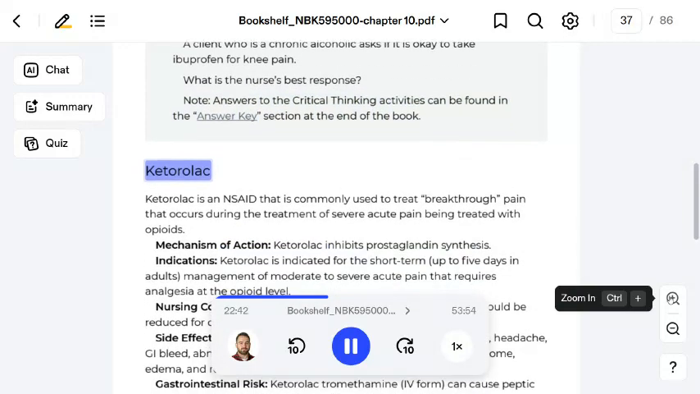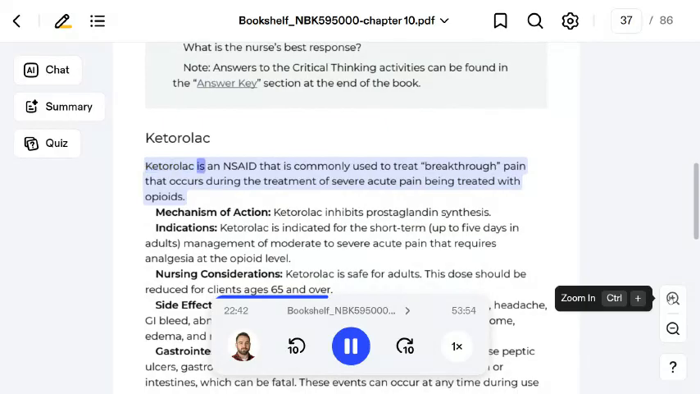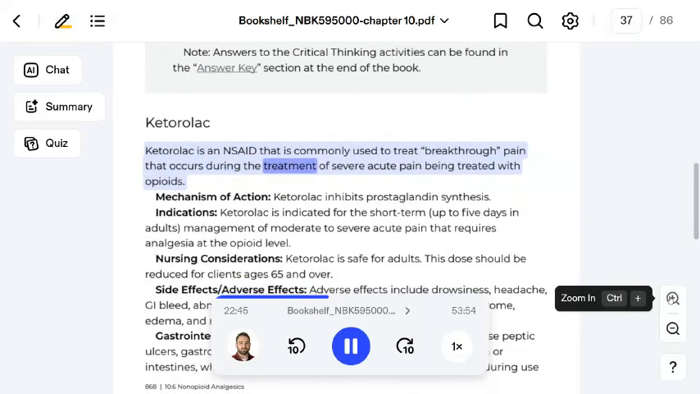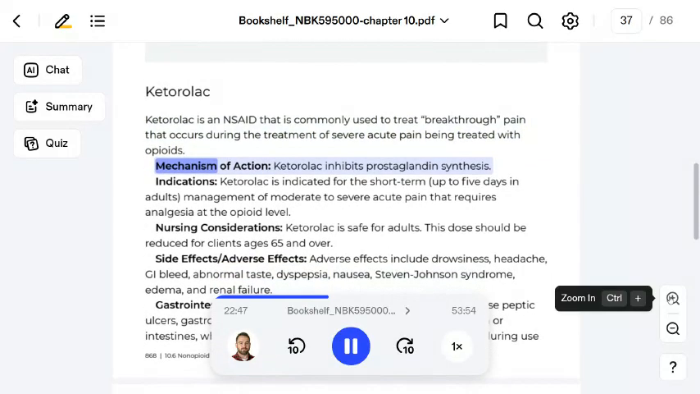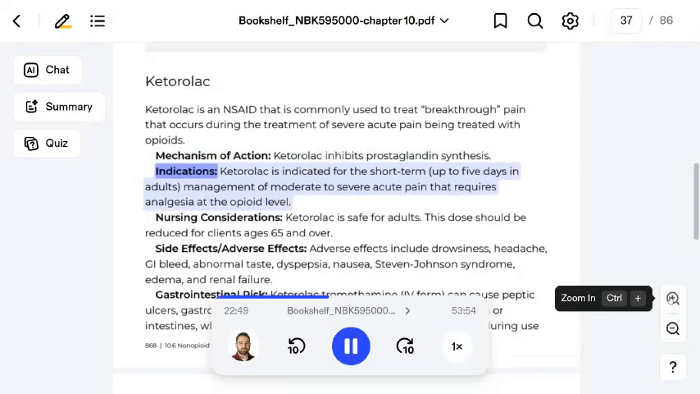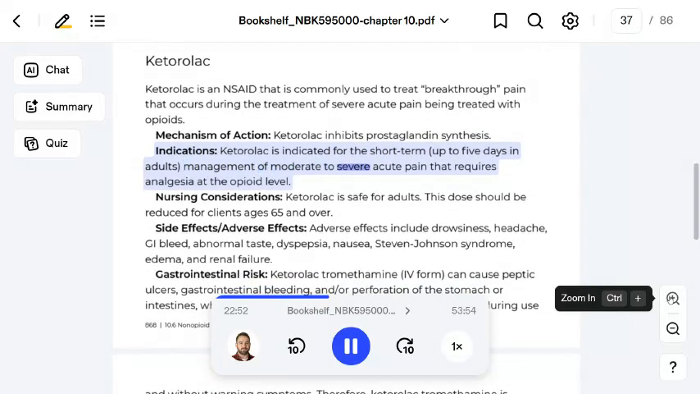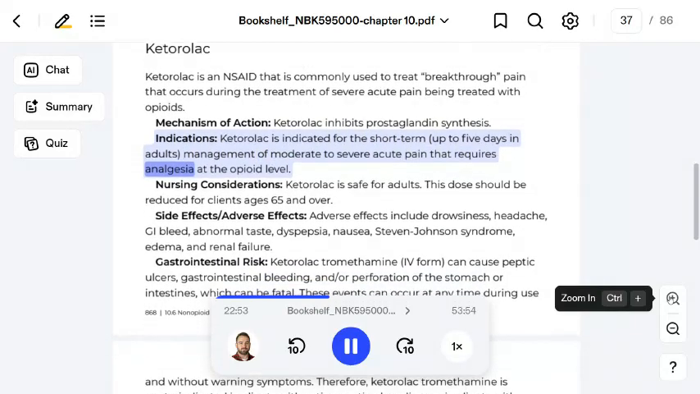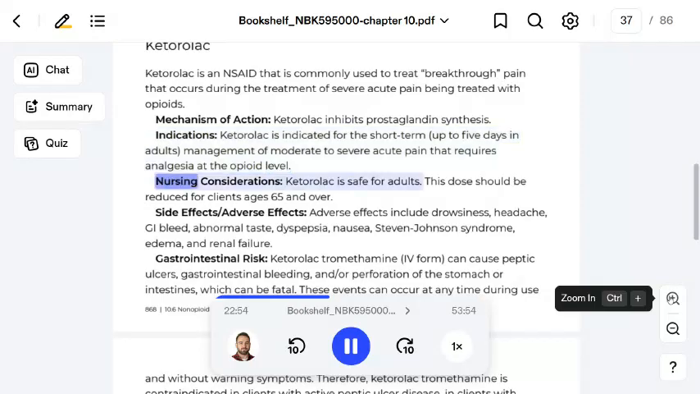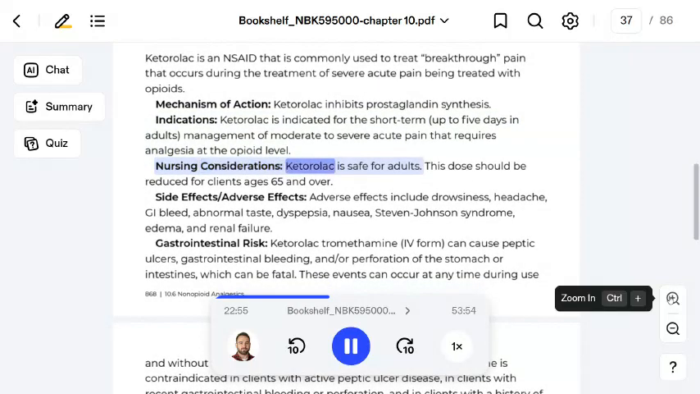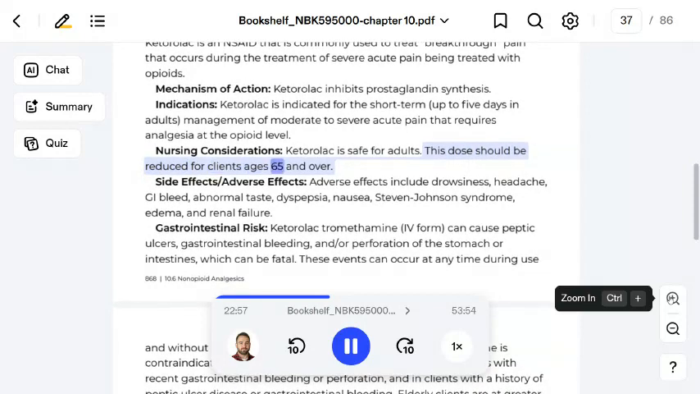Ketorolac. Ketorolac is an NSAID that is commonly used to treat breakthrough pain that occurs during the treatment of severe acute pain being treated with opioids. Mechanism of action: ketorolac inhibits prostaglandin synthesis. Indications: ketorolac is indicated for the short-term management of moderate to severe acute pain that requires analgesia at the opioid level. Nursing considerations: ketorolac is safe for adults. The dose should be reduced for clients ages 65 and over.